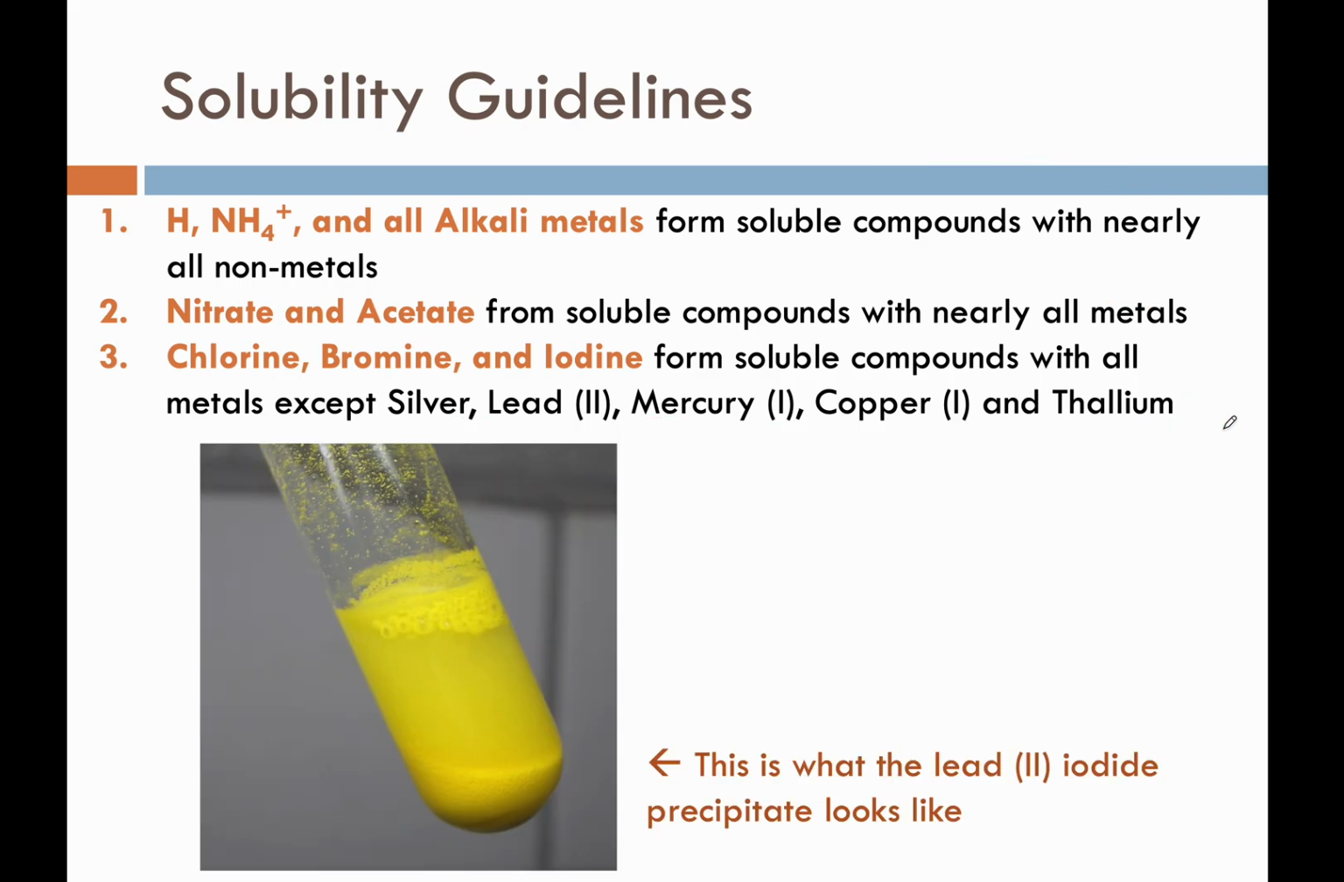So here's what lead 2 iodide precipitate looks like. So you can see it has that grainy, sandy look, and it's yellow. That's a precipitate of lead 2 iodide. Now, if you had lead 4 iodide, that would actually be soluble. It would be aqueous. So you wouldn't see that chunky precipitate in there.